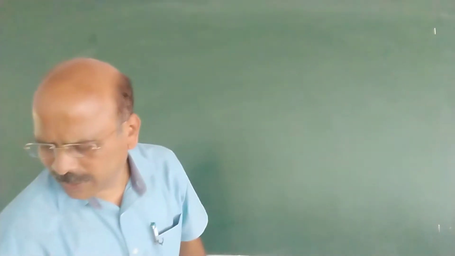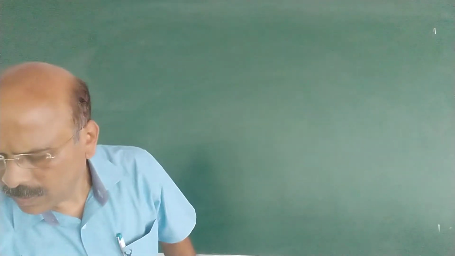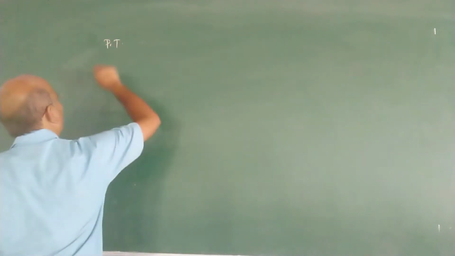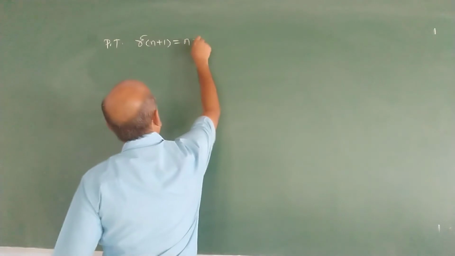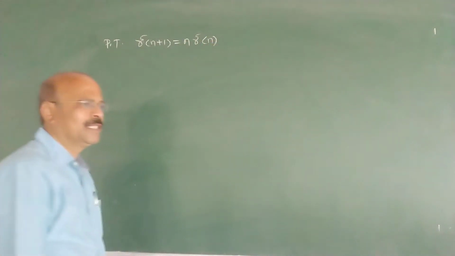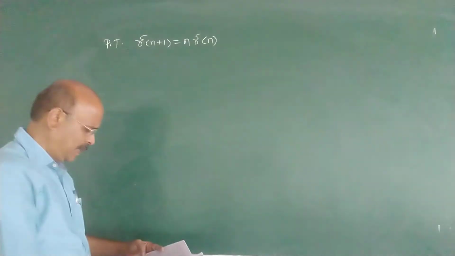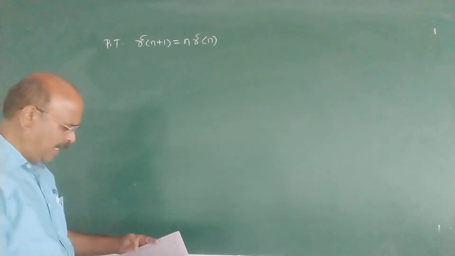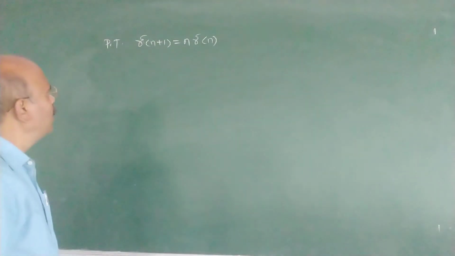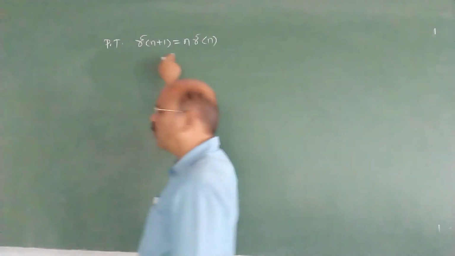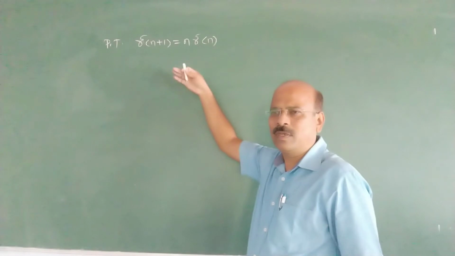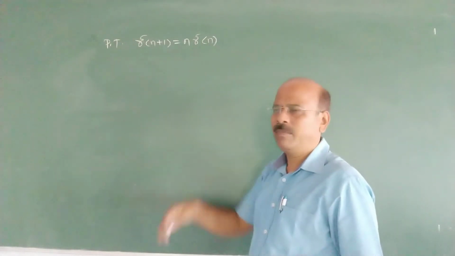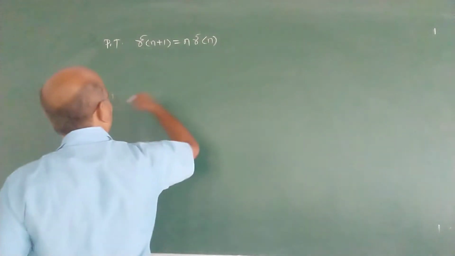Now next is to prove some relations involving gamma function. Prove that gamma n plus 1 is n gamma n. This is a recurrence formula. Gamma n plus 1 is n gamma n. The proof is simple. All these relations play a very important role in further studies of gamma and beta functions.